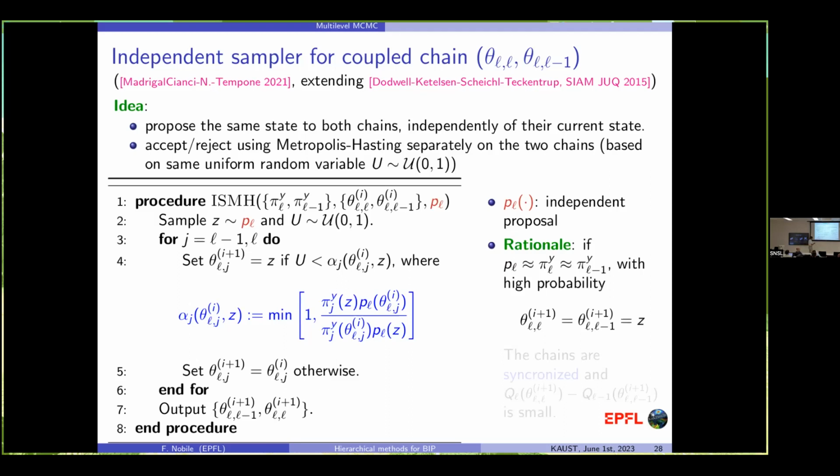Why should this achieve the goal? Well, the rationale is that the farther you go in the levels, the more those two posteriors should look alike. So the game should be to try to build independent proposals that look similar to this pi L and pi L minus one. Of course, coarse levels might be difficult, but when you go to finer levels, you should try to build something that is close to this one.